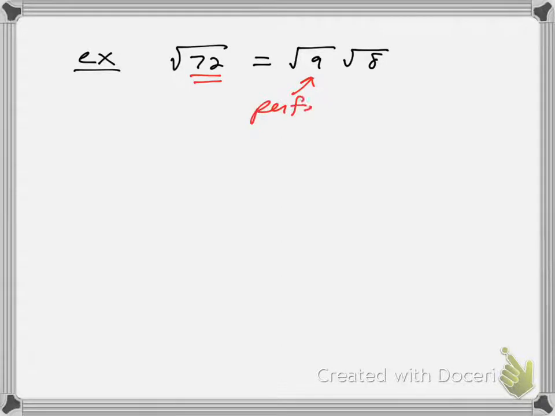So if I did the square root of 72, I could break that up as the square root of 9 times the square root of 8. Notice that I'm always picking a factor of 72 that is a perfect square. This is called a perfect square because it has a whole number square root. That's what we mean by a perfect square. I want to break it up into two factors, one of which is a perfect square, and then the other one can be anything we want.